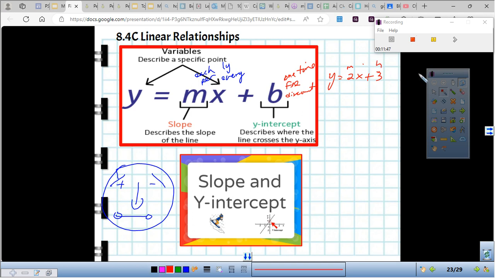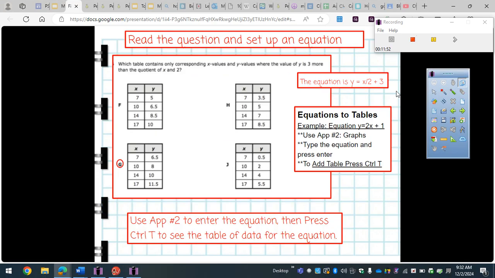Let me see where we're going next. Okay, so let's read the question. On this note, a sample STAR test question, actually a real STAR test question back in the day: Which table contains only corresponding x values and y values where the value of y is 3 more than the quotient of x and 2?